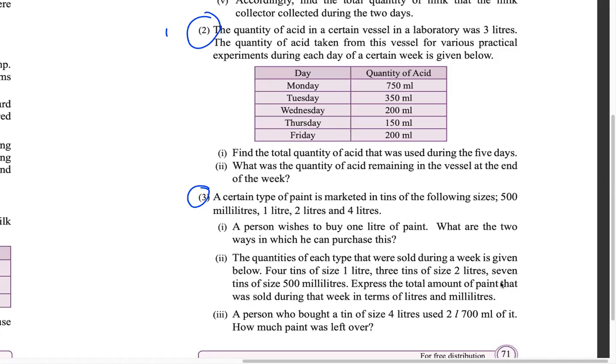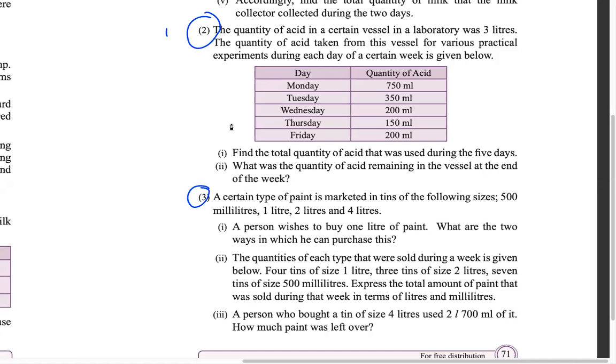Excuse me, sir. Yes. Sir, how to write the third question, Roman number 1? Okay, what they're asking is, a certain type of paint is marketed in tins of the following sizes: 500 milliliters, 1 liter, 2 liters, and 4 liters. In the first part, they're asking, a person wishes to buy 1 liter of paint. What are the two ways in which he can purchase this?